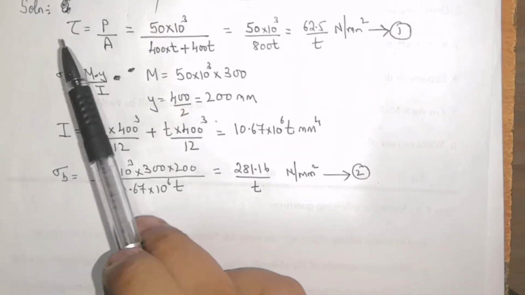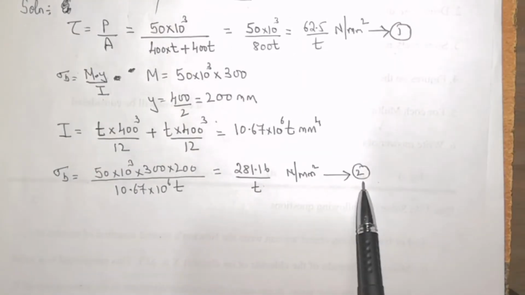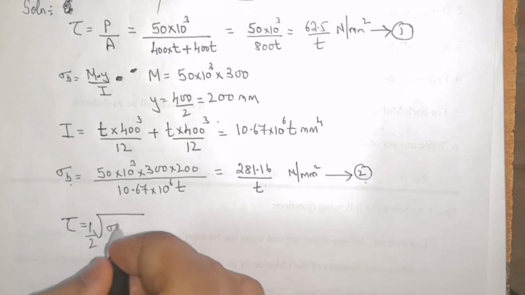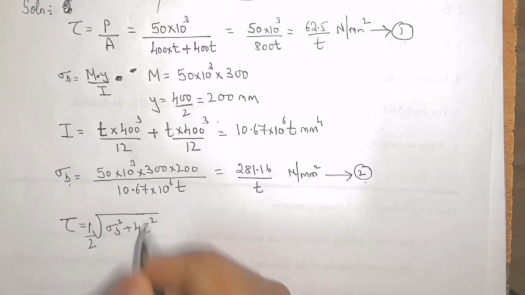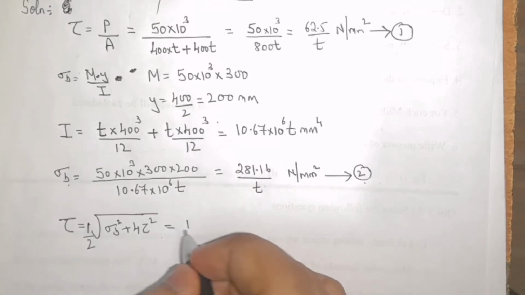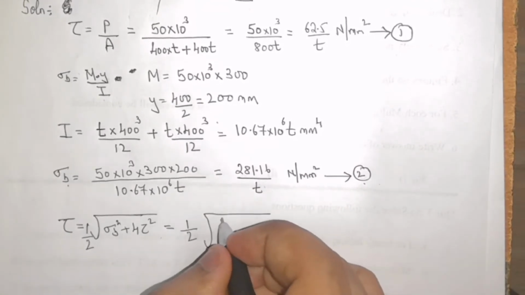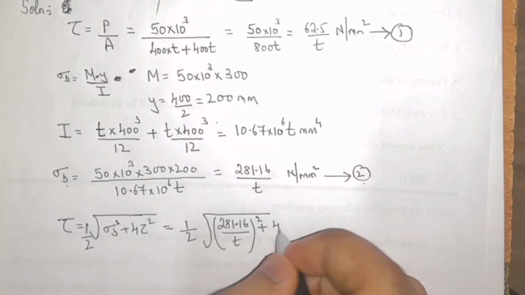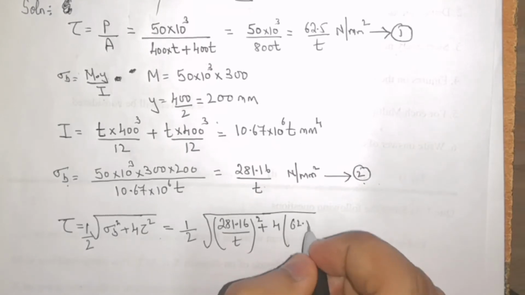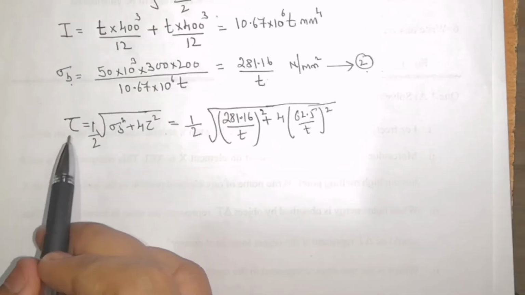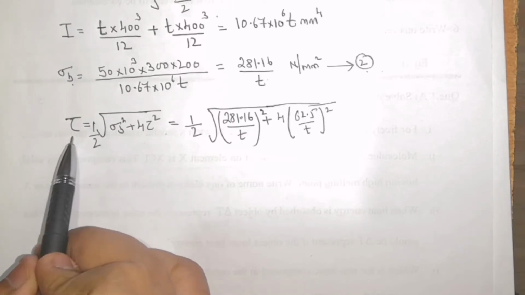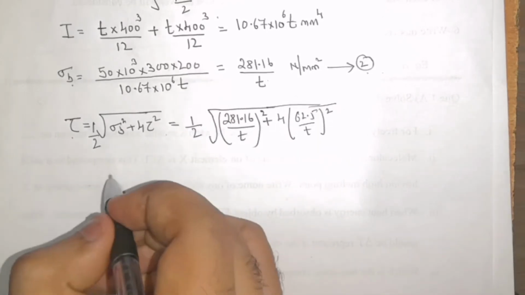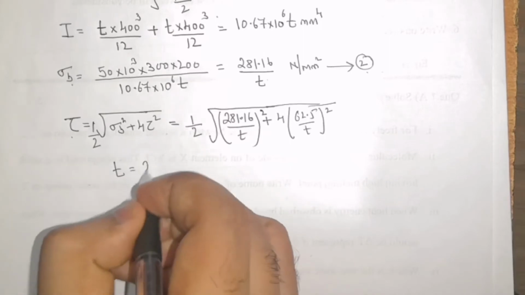From equation 1 we got the shear stress induced. From equation 2 we got the bending stress induced. Tau is equal to half square root of sigma b square plus 4 tau square, which will be equal to half square root of sigma b, which we got as 281.16 by T, the whole square, plus 4 tau, which we got as 62.5 by T, the whole square. The value of tau, that is the permissible shear stress, is given to us in the question as 70. So equating this entire term to 70, I will get the value of T as 2.2 mm.